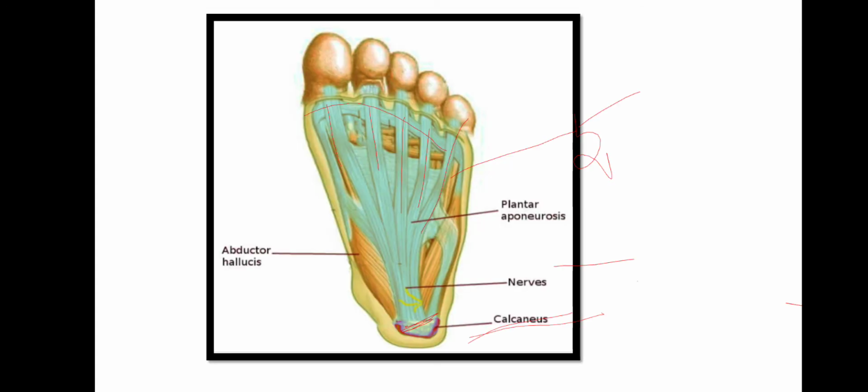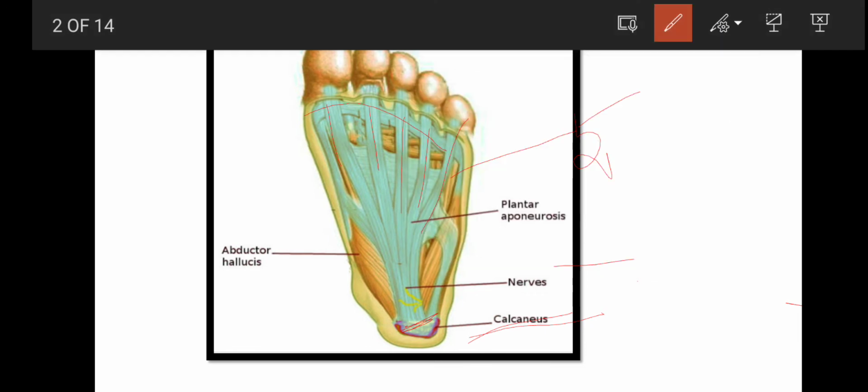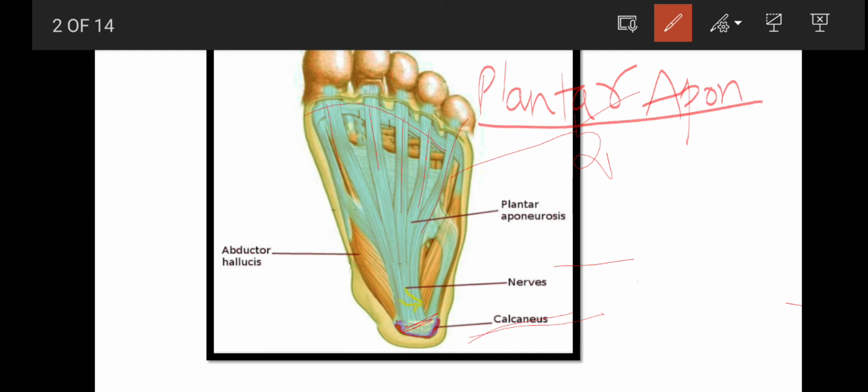Hello dear students. So today we are going to see the section on the sole of the foot. Now the first thing to discuss here is the plantar aponeurosis. This is similar to what you find in your upper limb, where it is termed the palmar aponeurosis. When it comes to the lower limb, it is termed the plantar aponeurosis.